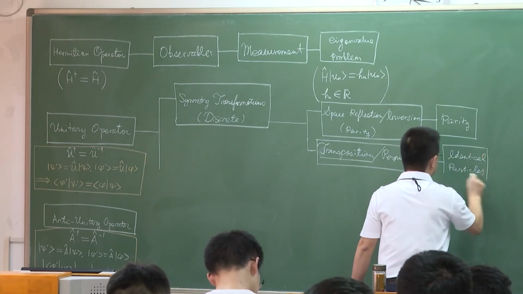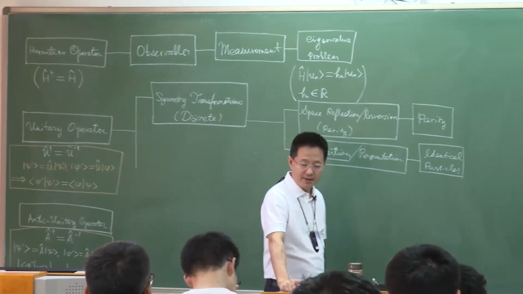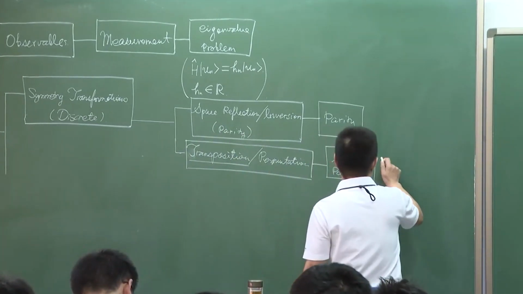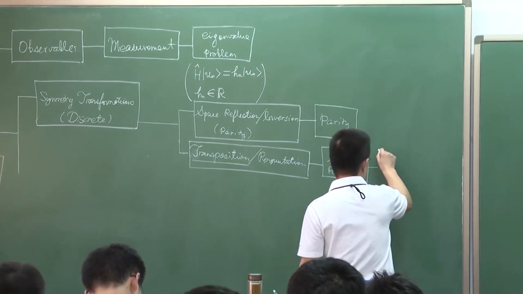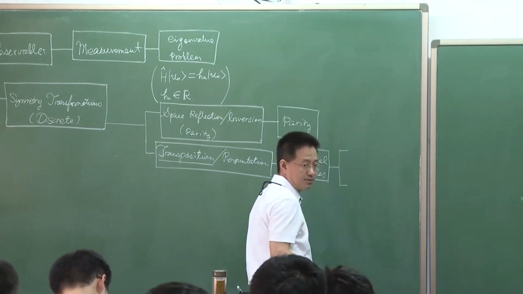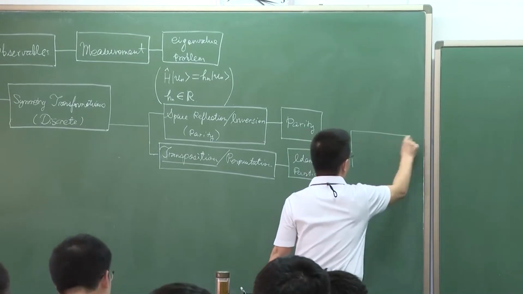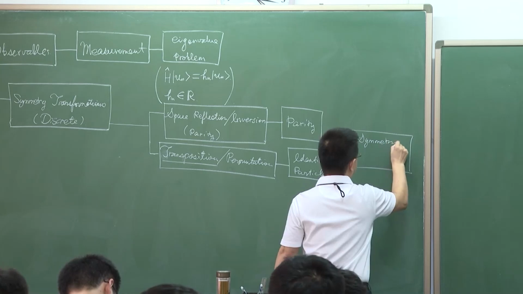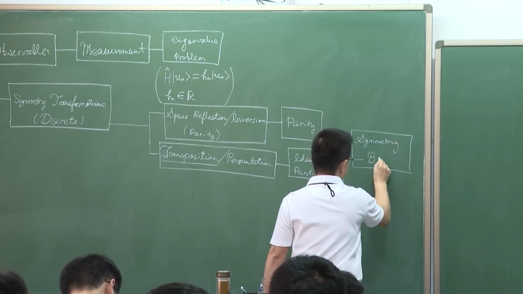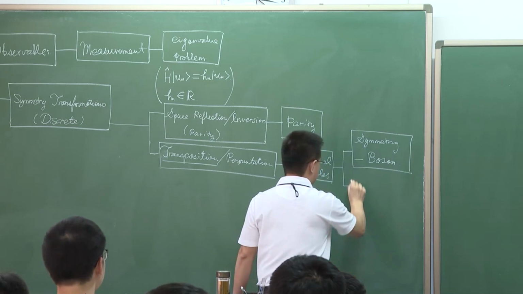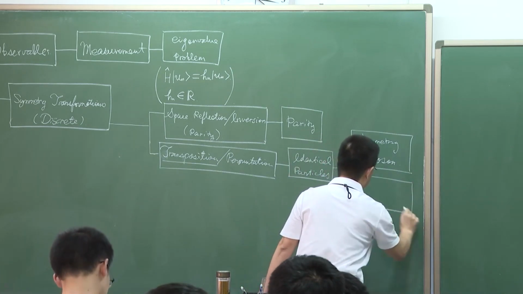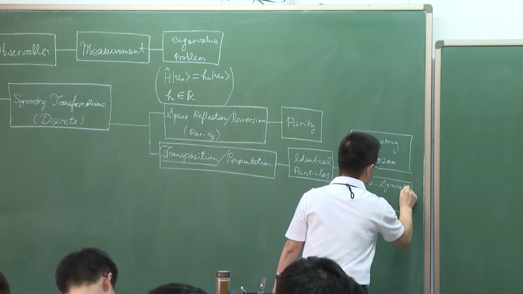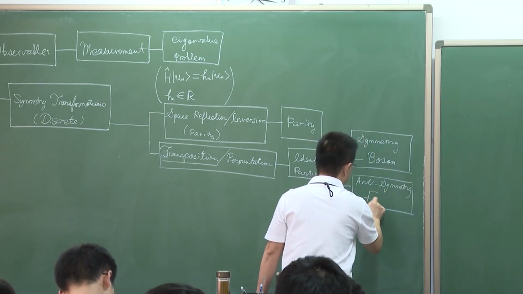This symmetry transformation is a very special case in quantum mechanics. It is not a classical mechanics phenomenon. For identical particles, we have two cases. One is symmetry, that's boson. And also we have anti-symmetry, that is the fermion.